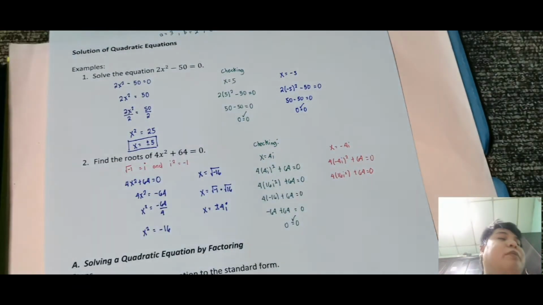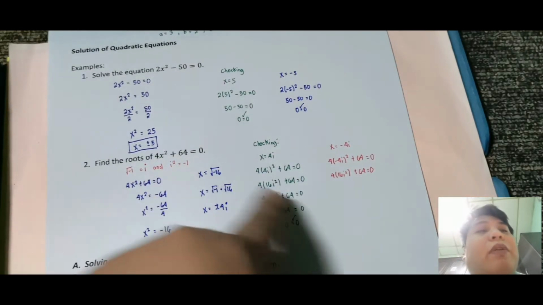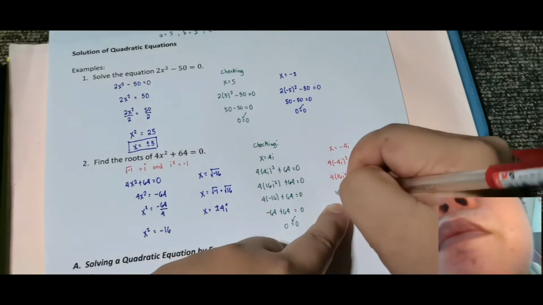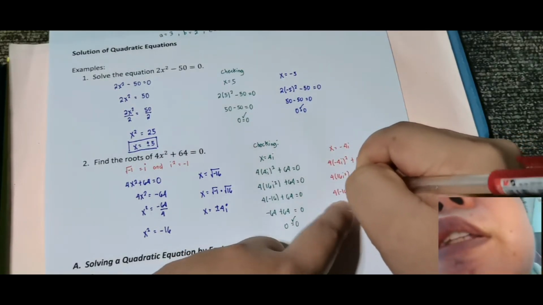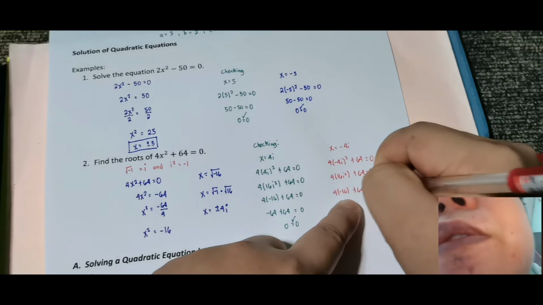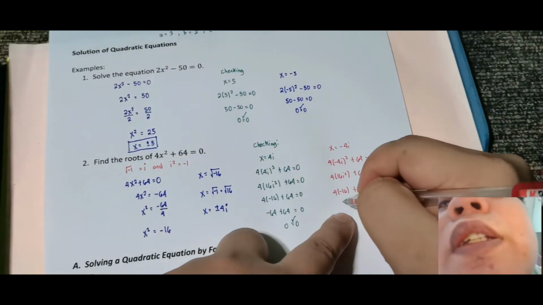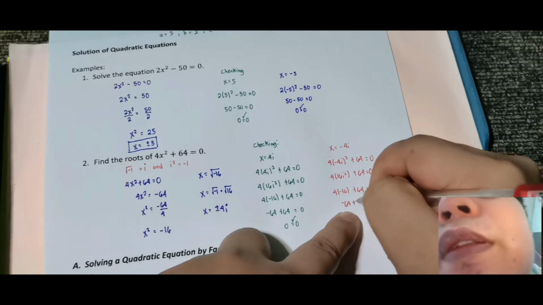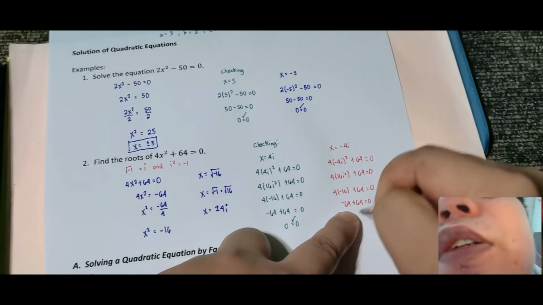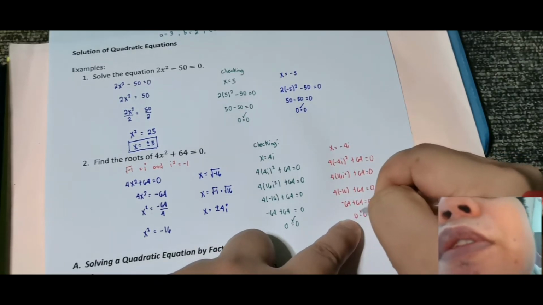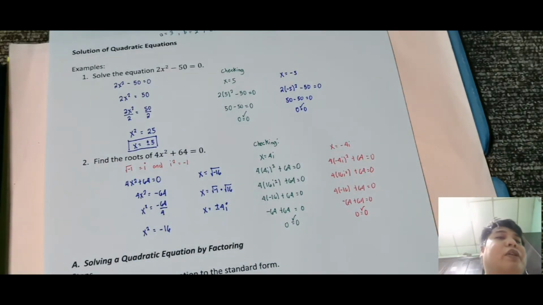Tama no? Negative 4 times negative 4 is positive 16. i times i is i squared. So i squared is negative 1. Ganun ulit. So this is 4 times negative 16 plus 64 is equal to 0. So obviously ganun din mangyari. So this is negative 64 plus 64 is equal to 0, which means that 0 is equal to 0. So therefore, negative 4i is also a solution.